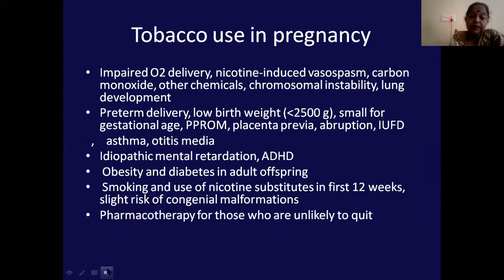Tobacco use is another thing in rural population. So whenever you see increased tobacco use in the rural population, you have to counsel them not to chew tobacco, because it can lead to impaired oxygen delivery, vasospasm, carbon monoxide and other chemical release, and chromosomal instability and affect lung development. Tobacco chewing can also lead to preterm delivery, low birth weight babies, small for gestational age babies, PPROM, placenta previa, abruption, fetal death even, asthma, otitis media, and idiopathic mental retardation.